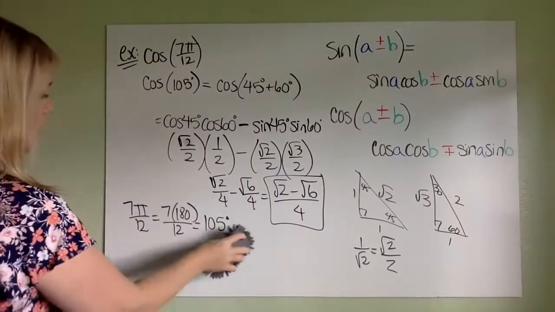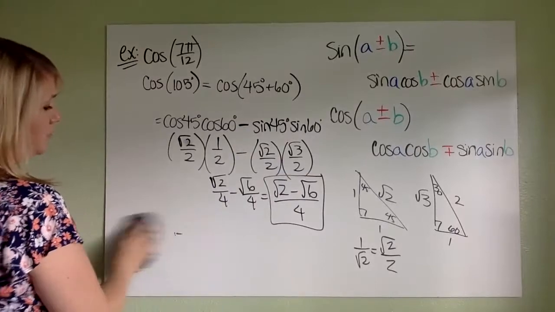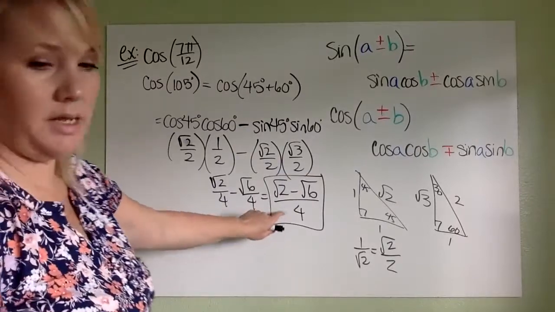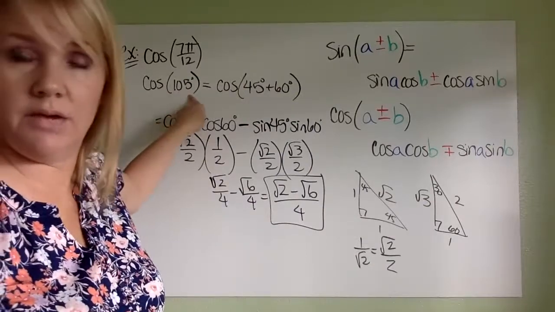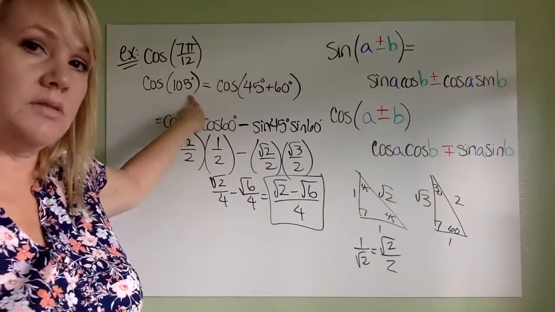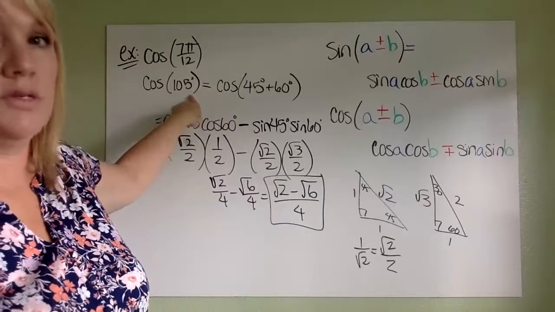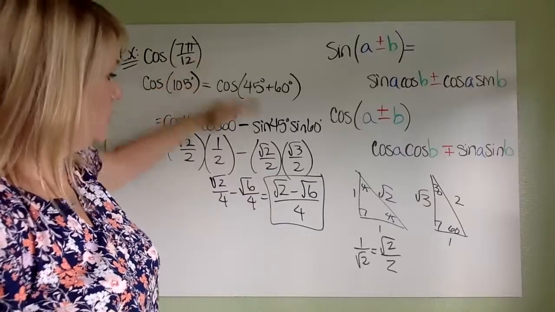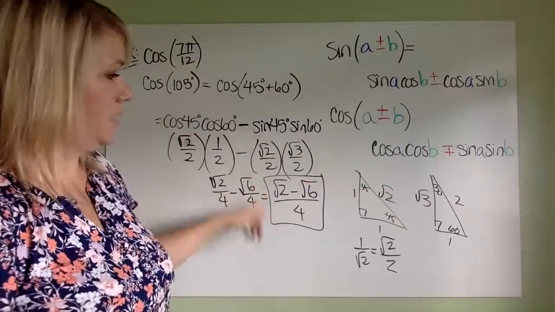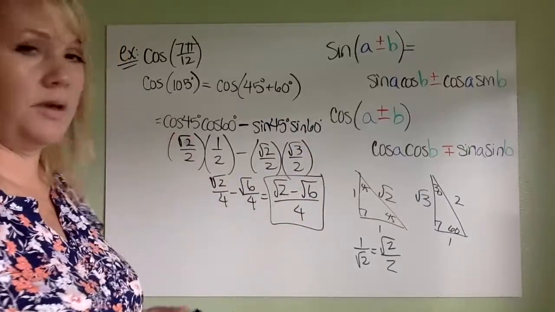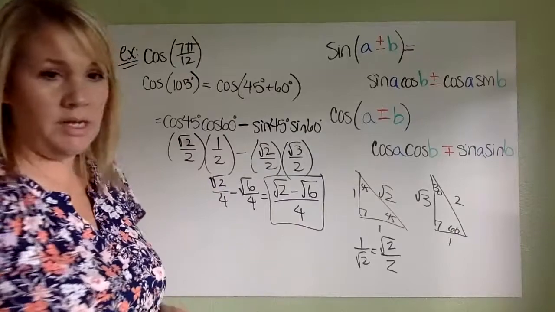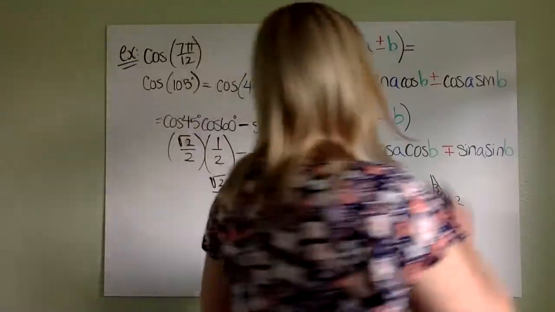Make sure that you have your answer in exact form like this, not in decimal form. If you type the cosine of 105 into a calculator, the calculator will give you a decimal approximation for the cosine of 105. I want you to use the identities to come up with the exact value for the cosine or sine or whatever they're giving you. Okay? All right, so the next set of identities we're going to look at is the double angle identities.